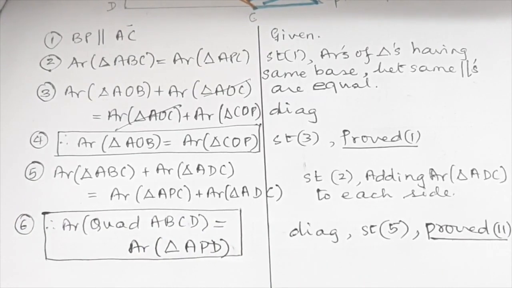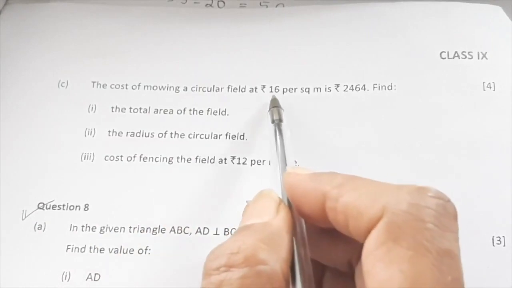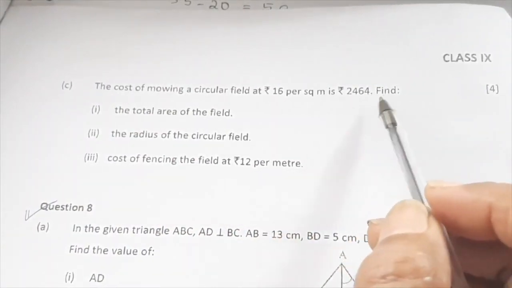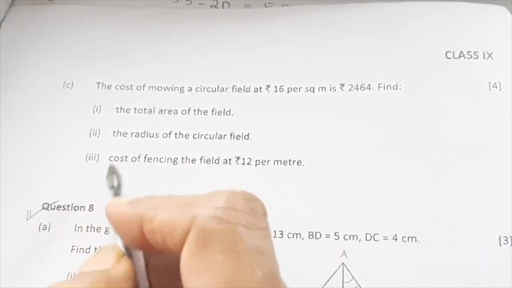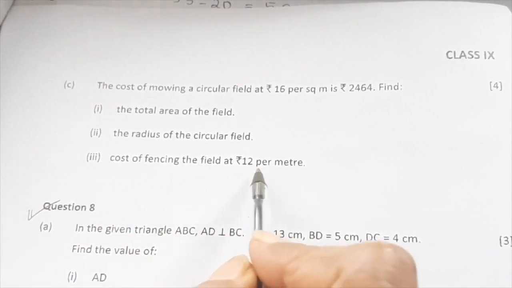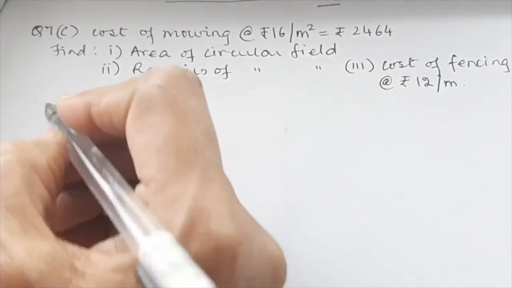Now let us look at 7C. The cost of mowing a circular field at rupees 16 per square meter is rupees 2464. Find: number 1, the total area of the field; the radius of the circular field; and the cost of fencing the field at rupees 12 per meter. So we write down the data, and remember it's a circular field.